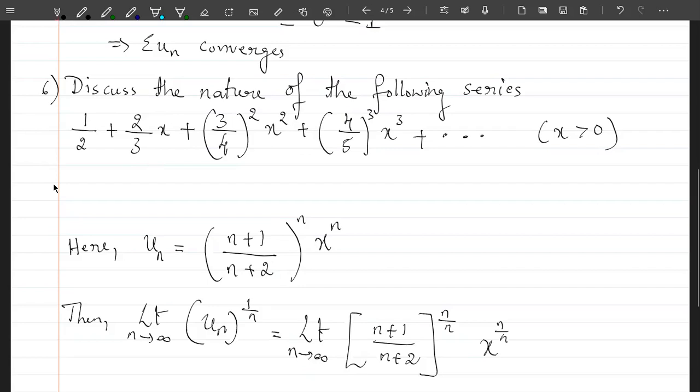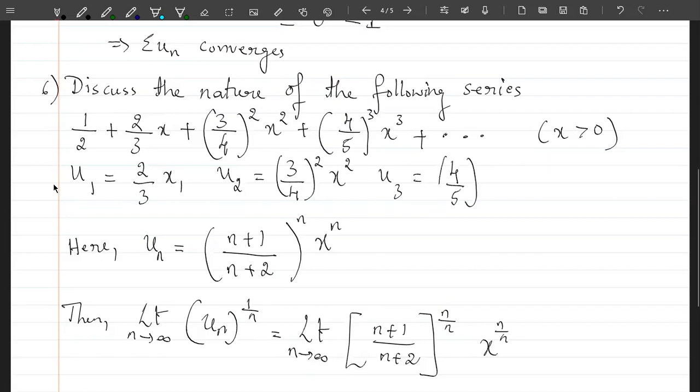So we take that our first term over here, the value of u1, is 2 by 3 into x. Then what will be u2? u2 will be 3 by 4 whole square into x square, plus the next term u3 will be 4 by 5 whole cube into x cube. Like that we will have to continue. Please note this is done so that we can get a standard value for un. So we leave the first term here and we take the remaining terms for the series.